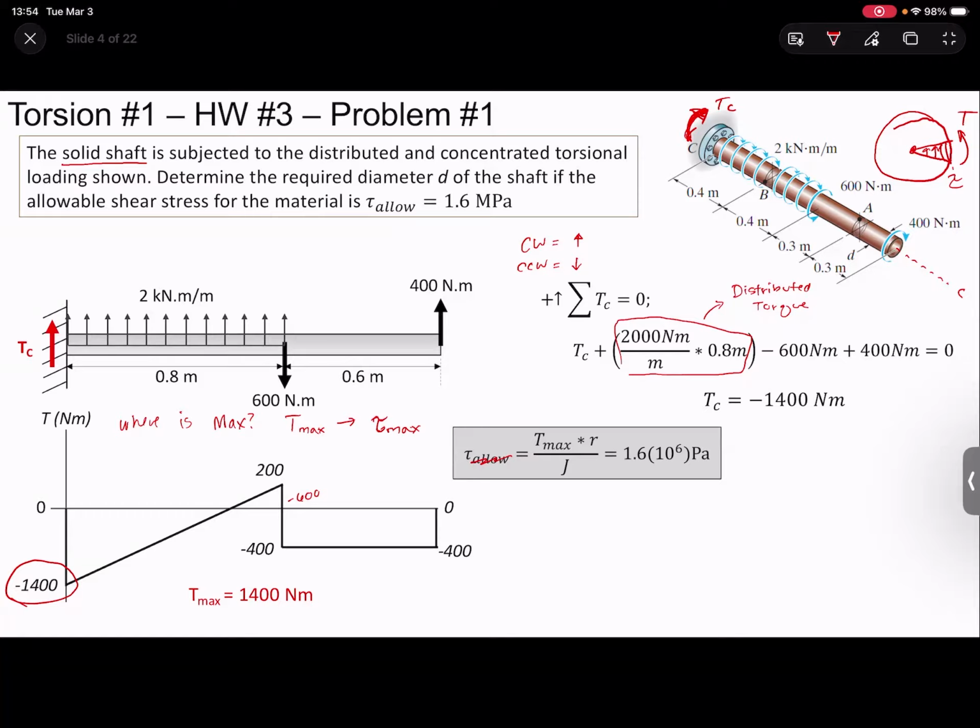megapascals because this is our allowable. This is the constraint of that. So that's why we're setting this to the allowable here. Remember, polar moment of inertia, I show it in terms of diameter here. I think on the first page, I have it in terms of radius, but it's either pi r to the fourth divided by 4 or pi d, diameter to the fourth, divided by 32.